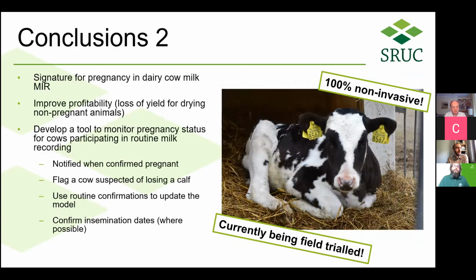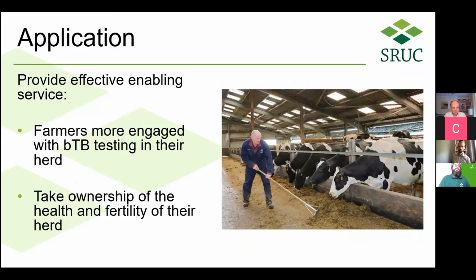On the pregnancy side, we feel that there is a signature for pregnancy in the milk that comes through into the spectral data. One of the main points would be using it to improve profitability on the farms, so detecting losses a lot faster, so we can get a vet out there to confirm. So there are a lot of applications for these types of tools.